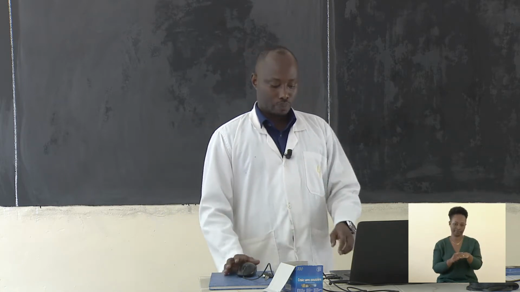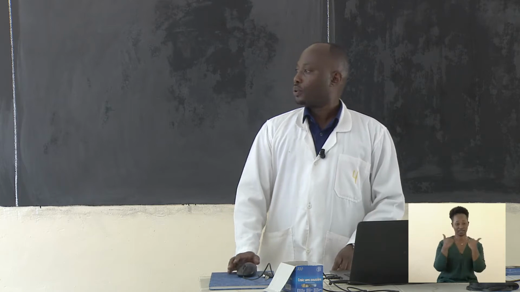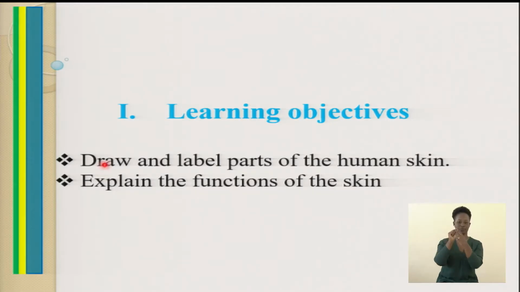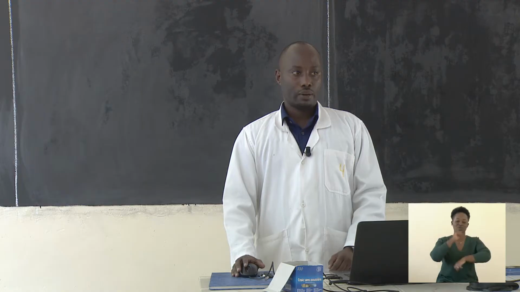So students, let's go through the learning objectives of today. Number 1 is concerning drawing and labeling the parts of the human skin. As you know, our body is normally covered by the skin. Objective number 2 is to explain the functions of the skin. So students, I think you are ready to start our lesson of today.